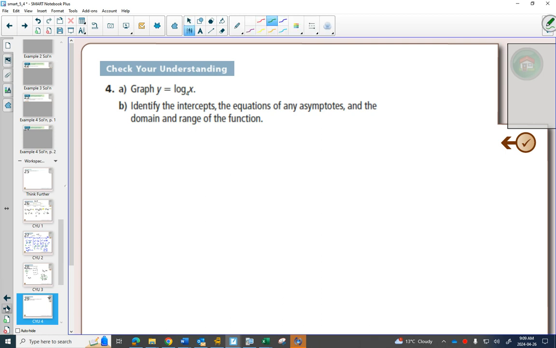would you agree logs are inverses of exponentials? So log base 4 of x is the inverse of y equals 4 to the x. And how do we do inverses? We just switch all the x's and y's.